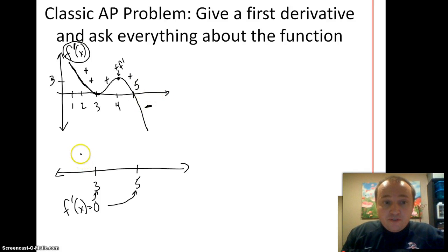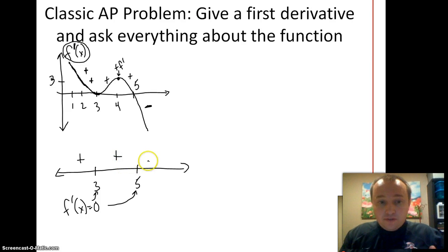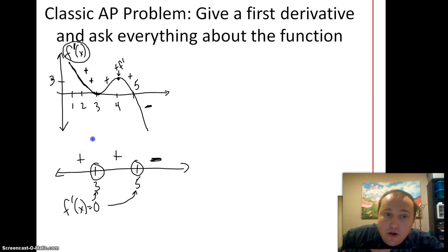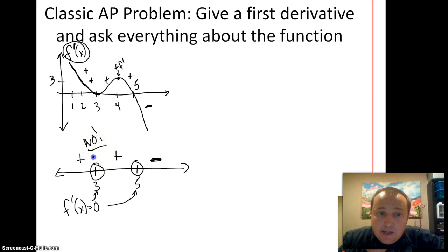So now I look at my behavior. Before 3, it has a positive slope. After 3, it has positive slopes because they're positive first derivatives. After 5, I'm negative. So the question would be, where are all the relative extrema? The relative extrema happen at, let's look at my two critical points where they could be. Could it be at 3? No, it can't, because it doesn't change before and after.